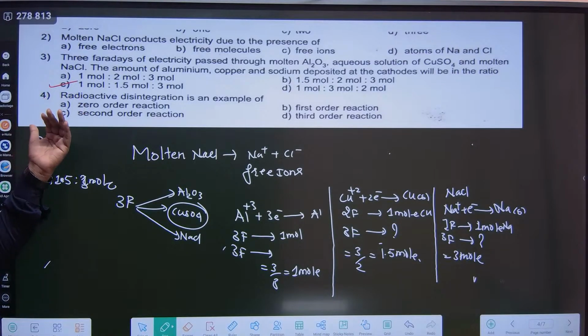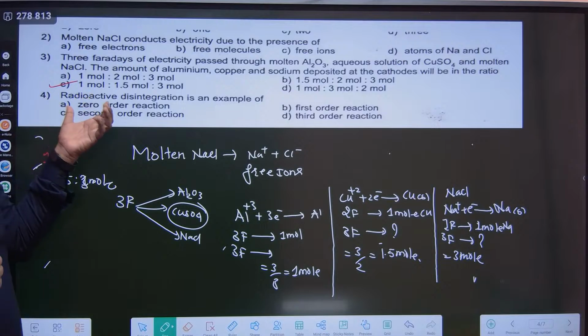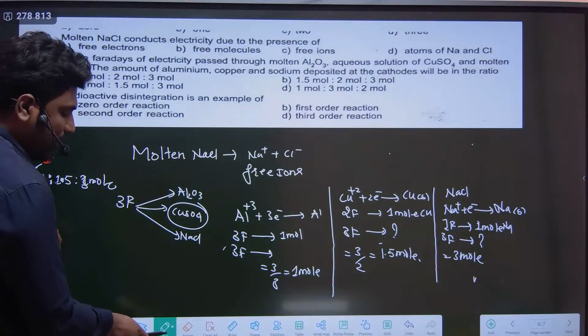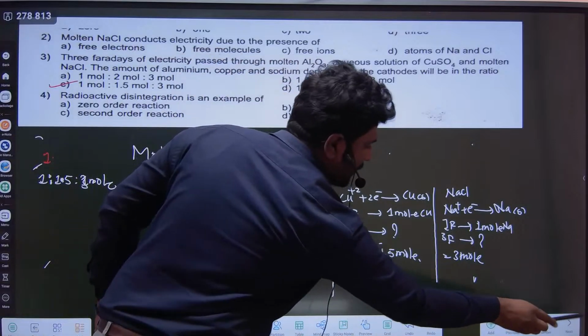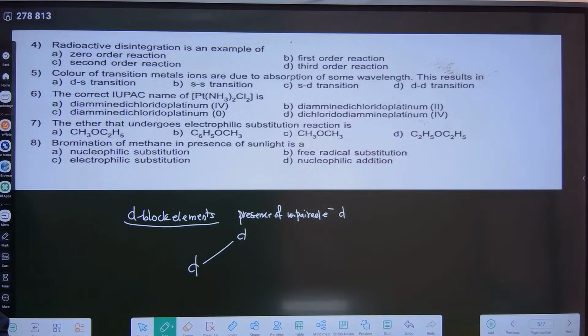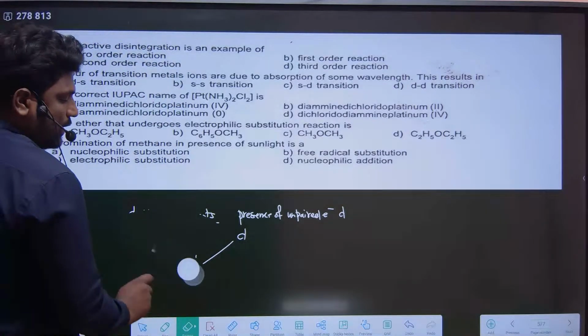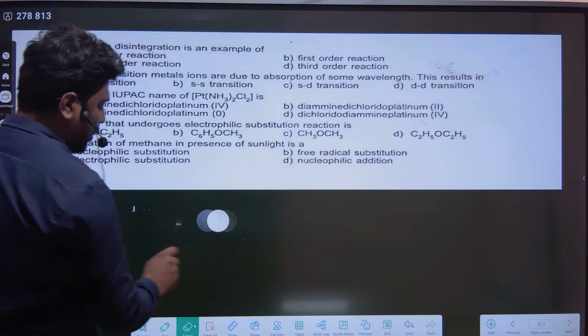The same way, the question number 4, if you check, the radioactive disintegration is an example of. This belongs purely to chapter number 3, that is chemical kinetics. So chemical kinetics, the topic is order.